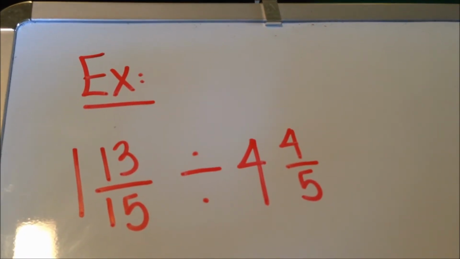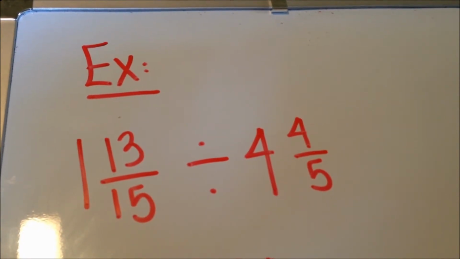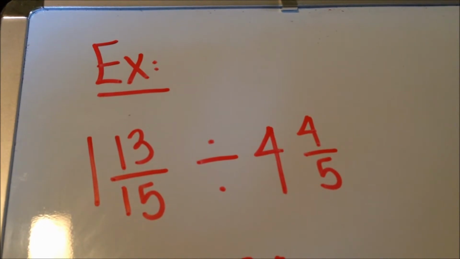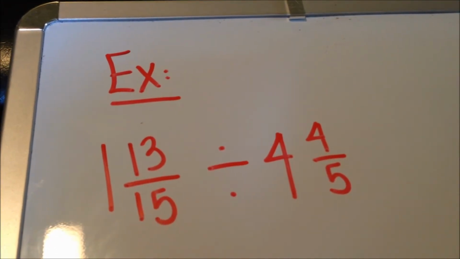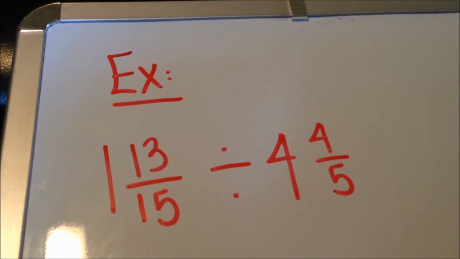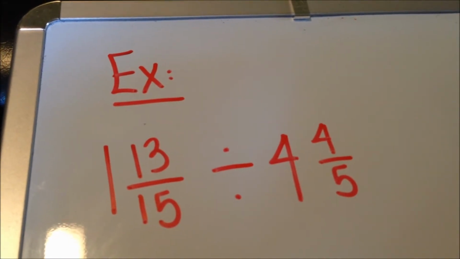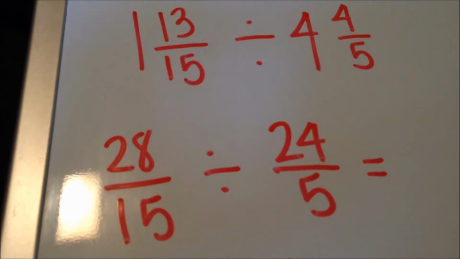Let's try a division problem involving mixed numbers. 1 and 13/15 divided by 4 and 4/5. Again, because we're working with mixed numbers in conjunction with multiplication or division, we want to first convert them to improper fractions. 1 and 13/15 converts to 28 over 15. 4 and 4/5 converts to 24 over 5. So that's the very first thing you want to do.